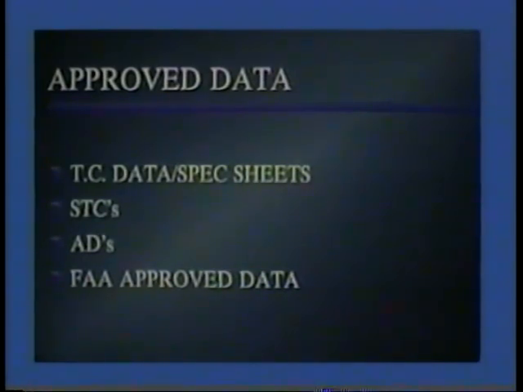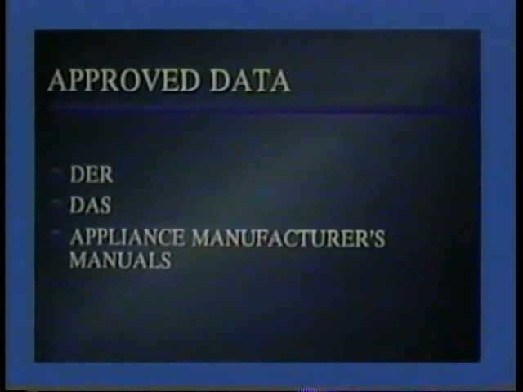Approved data can be type certificate data sheets, aircraft specifications, supplemental type certificates, airworthiness directives, or manufacturer's FAA-approved engineering orders. And approved data can be drawings or instructions from an FAA-designated engineering representative, DER, or a designated alteration station, DAS. An appliance manufacturer's manuals can also be considered approved data, even though the manuals are not specifically FAA approved.